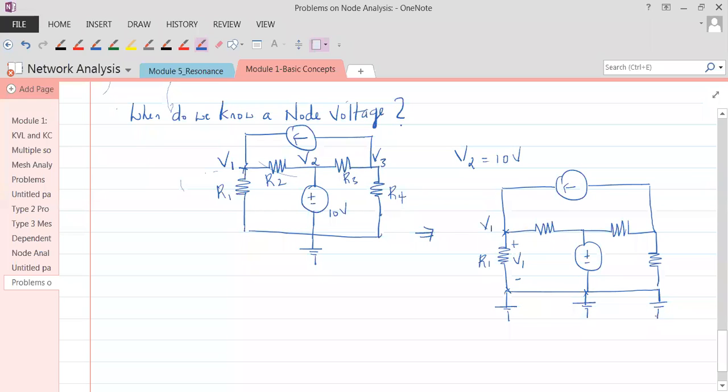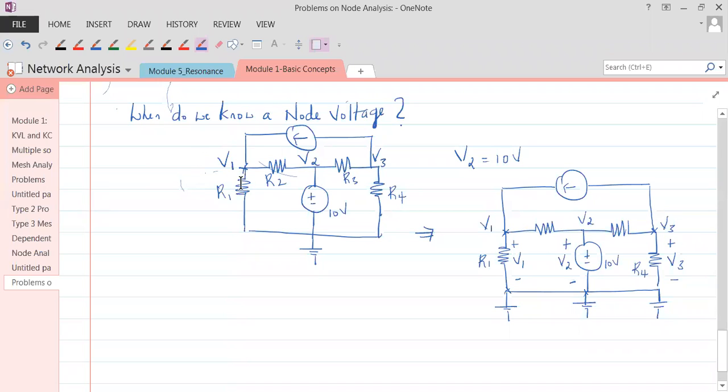Everybody understand that point? Similarly, if I mark V3 here, it means there is a drop V3 across R4. So if I say this is V2 and this is 10 volts, then 10 volts is your V2. Everybody okay with this? When do we know a node voltage, or how do we come to know that we know a node voltage, is what we are answering. If you understand this point, you can understand any problem in node analysis.